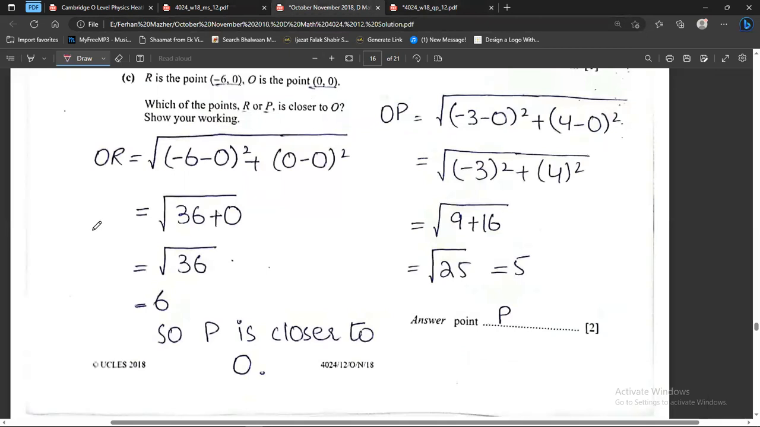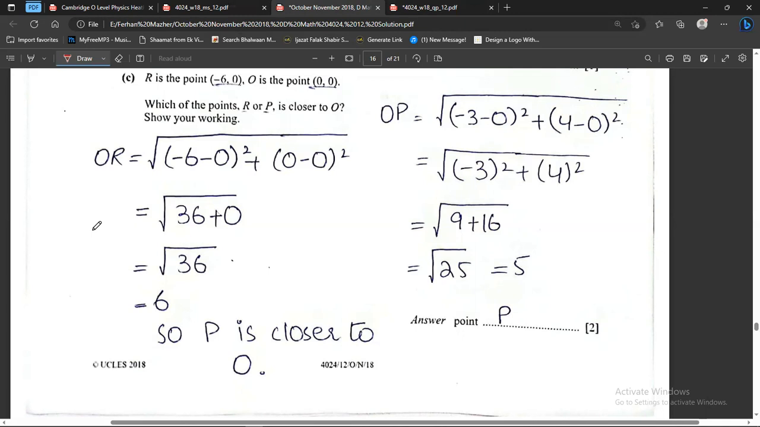So the OR distance, I know the coordinates, the distance formula is the square root of x2 minus x1 whole square plus y2 minus y1 whole square. So it will be minus 6 minus 0 whole square plus 0 minus 0 whole square, and a square root on all of them. So it will be 36 plus 0, square root of this, the square root of 36, and that will be 6. So the OR distance is 6.